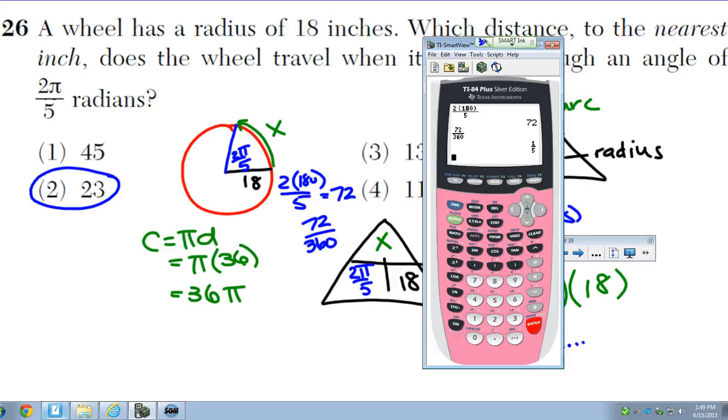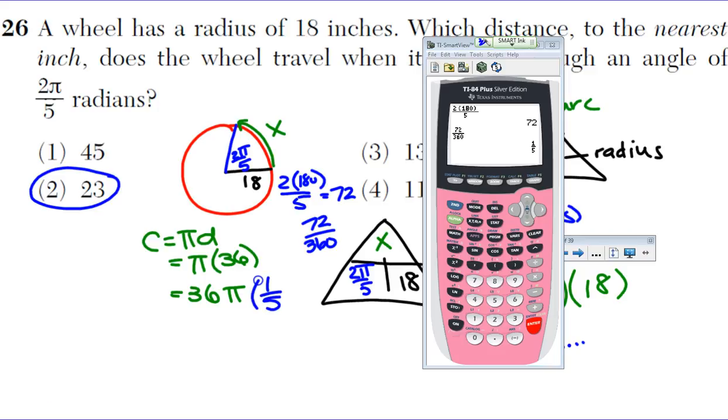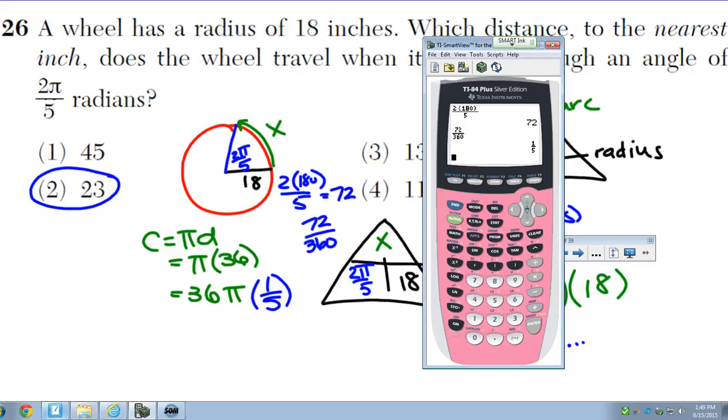So if this is 1/5 of the circle, then the green piece has to be 1/5 all the way around the circle. And if you do 36 pi times 1/5, or 1/5 of 36 pi, you will get the same answer. So if you forgot the S = theta R, you could have just figured out what proportion of the circumference that wheel is traveling.